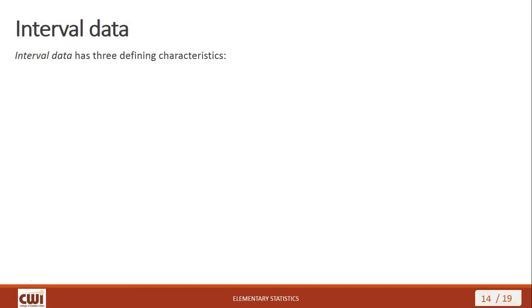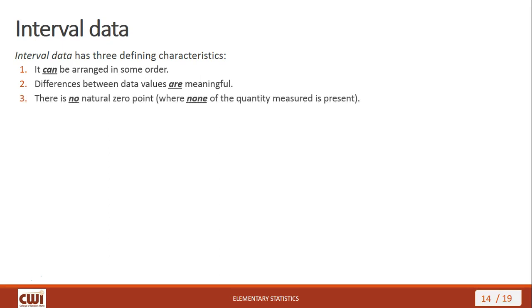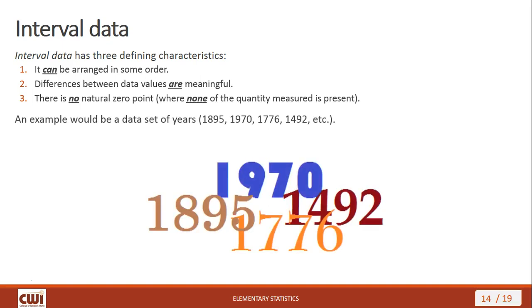Next type we have is interval data. So interval data has three defining characteristics. The first is that it can be arranged in some order. So in that respect, it's like ordinal data. However, for interval data, differences between data values are meaningful. And last, there is no natural zero point. In other words, the natural zero point would be where none of the quantity measured is present. A good example of interval data would be a data set of years.